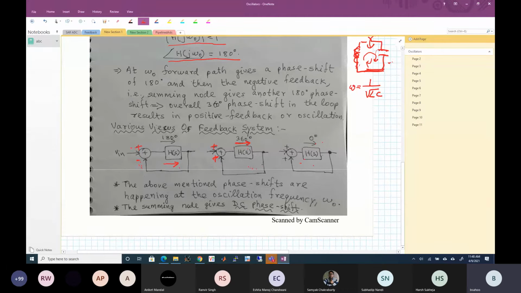The above mentioned phase shifts are happening at the oscillation frequency omega naught. Not at every frequency, keep in mind, do you get a 180 degree shift. It is impossible to get that. Similarly, not at every frequency will you get 360 degrees, neither will you get a 0 degree phase shift for every frequency. Only at one particular frequency, if you get that phase shift and you make the connection in an appropriate manner here, you will get an oscillation at that frequency.